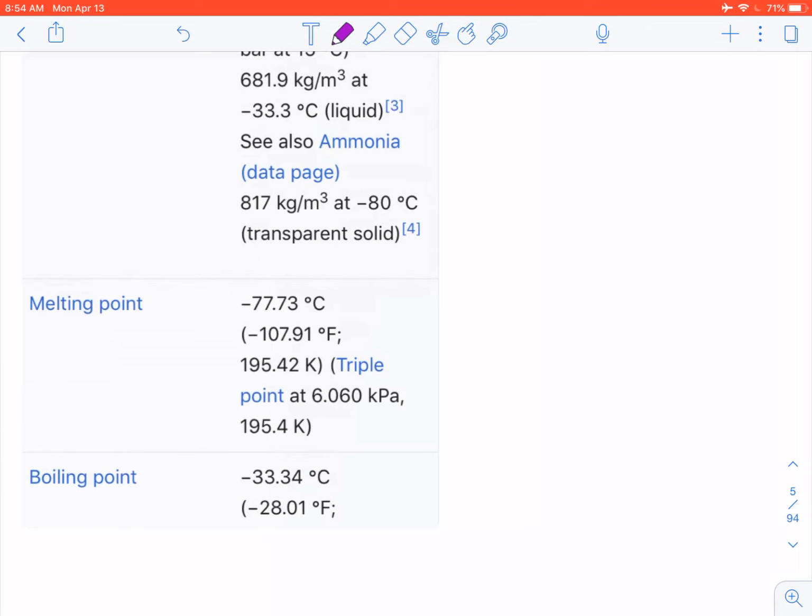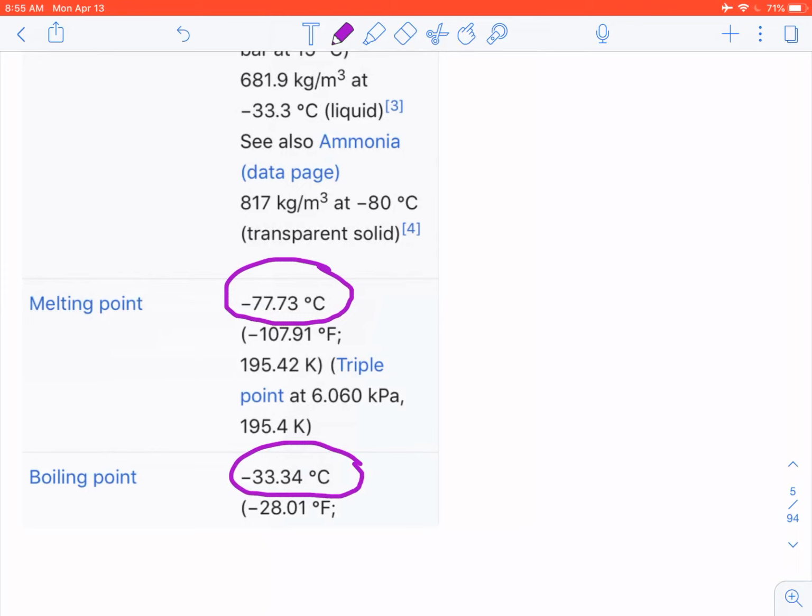Let's look at its melting point. Melting point is minus 77.73 degrees Celsius, and boiling point is minus 33.34 degrees Celsius, which indicates to you that it starts melting at minus 77.73 degrees Celsius. I mean, below that temperature, it's a solid.